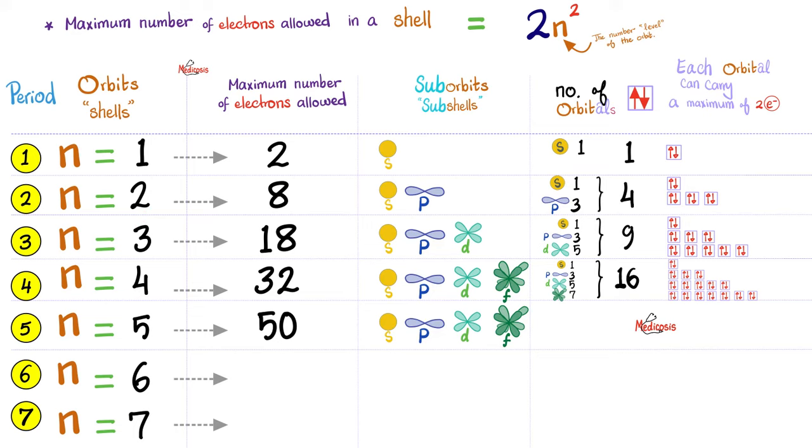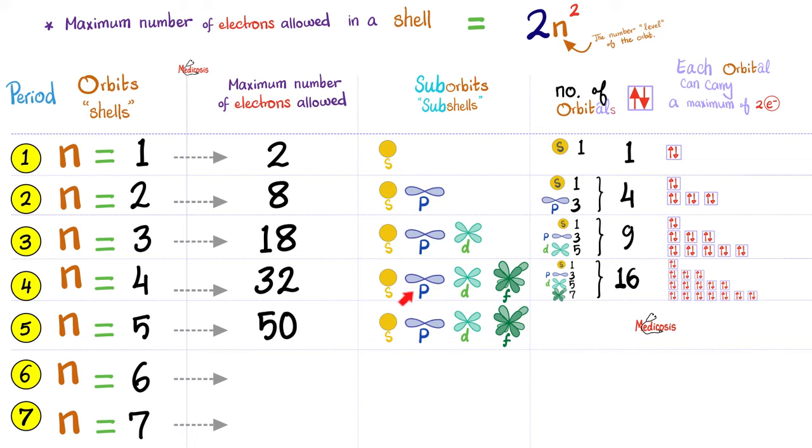Shell number 3 has 3 subshells: the S, the P, and the D. The S has 1 orbital, the P has 3 orbitals, the D has 5 orbitals. 1 plus 3 plus 5 is 9 orbitals. Each one can carry a maximum of 2 electrons. 9 times 2 is 18. And so on and so forth.